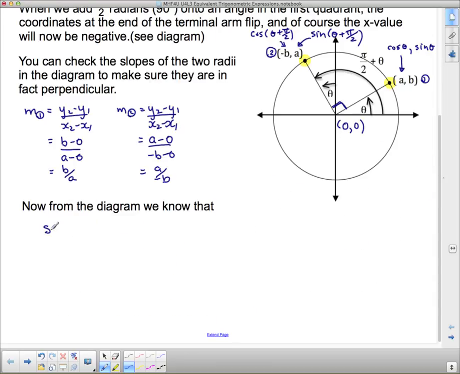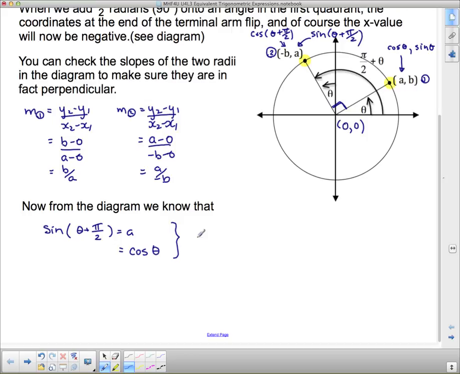I'm going to write these down. So we get the sine of pi by 2 plus theta. Actually, let's write it the other way around: theta plus pi by 2. Doesn't really matter. Theta plus pi by 2 equals A, which equals the cos of theta. Okay, so that means that the sine of pi by 2 plus theta equals the cos theta.